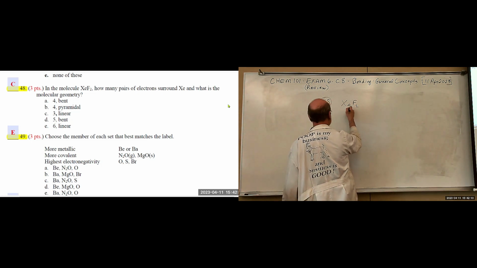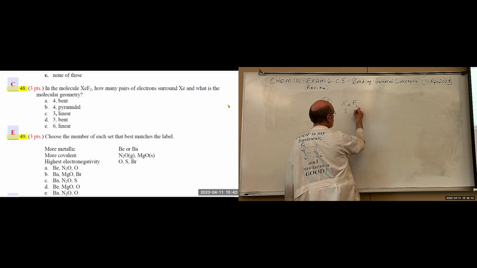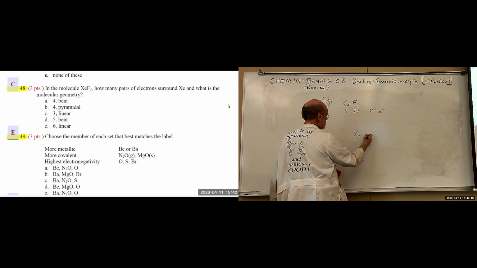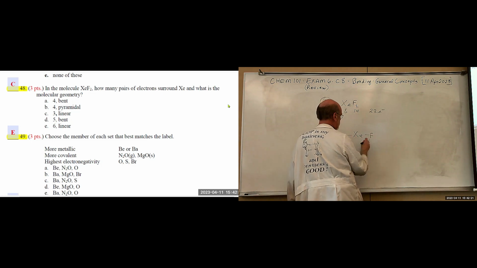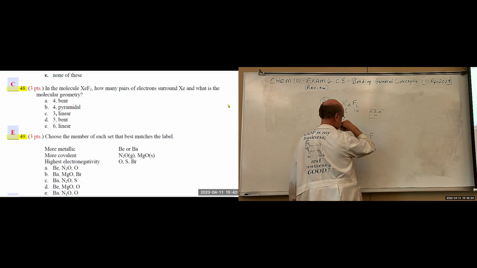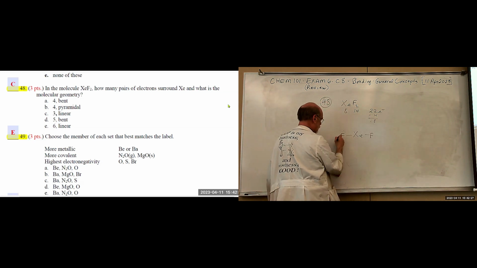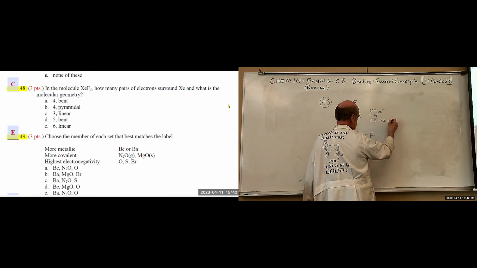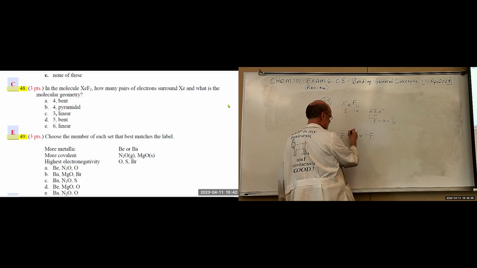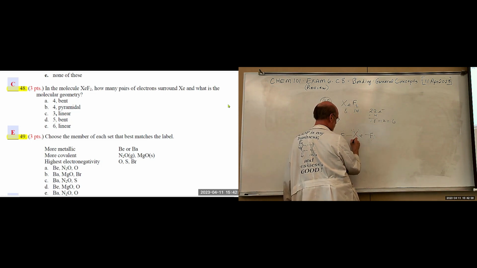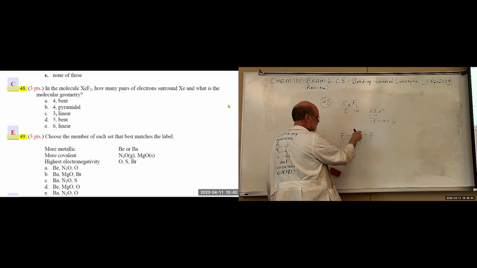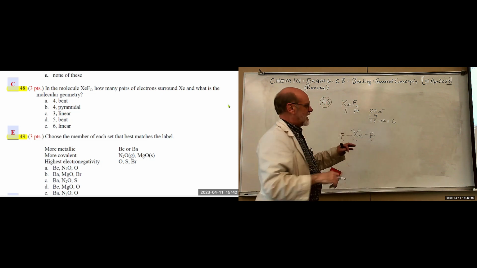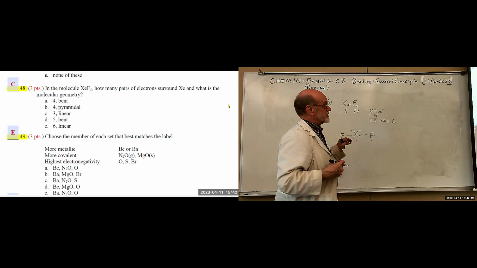So xenon is 8 because it's a noble gas. 2 times 7 is 14, so we have 22 electrons. Xenon has a fluorine there and a fluorine there, 2, 4, 6, 8, 10, 12, 14, 16, 18, 20, 22. Okay, everybody's accounted for. How many pairs of electrons surround xenon?